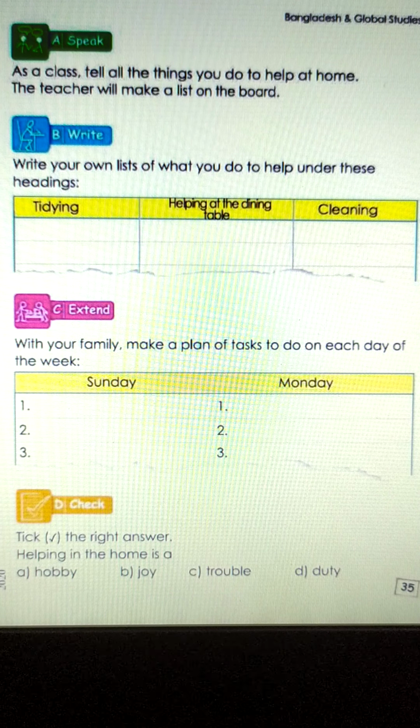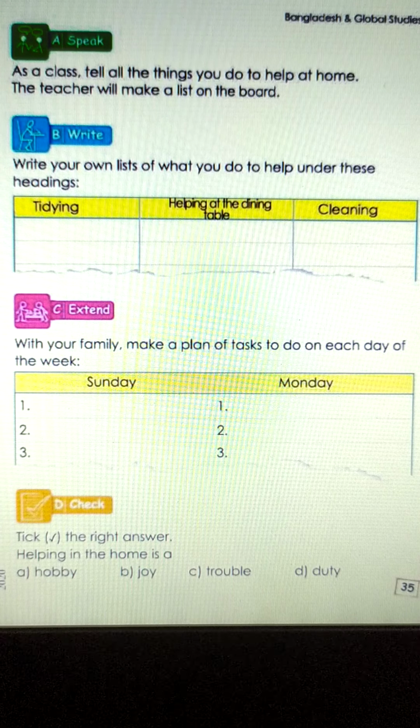Here you can also see exercise C. It is written, with your family, make a plan of tasks to do on each day of the week. So we have 7 days in the week. Here the names of 2 days are written, Sunday and Monday. Now you can write 3 things you want to do on Sunday and 3 things you want to do on Monday. You will think with your family, make a plan, and write the tasks here in the book.